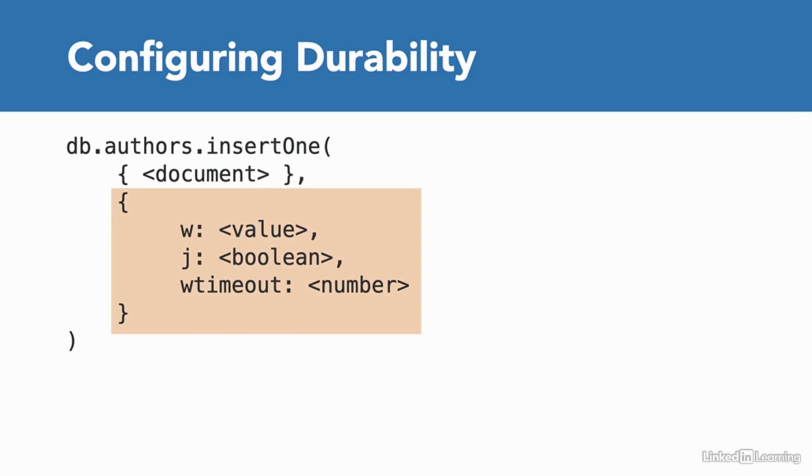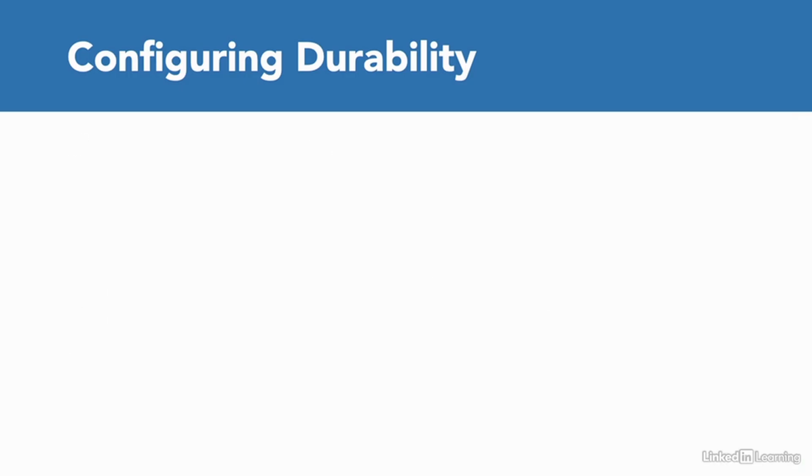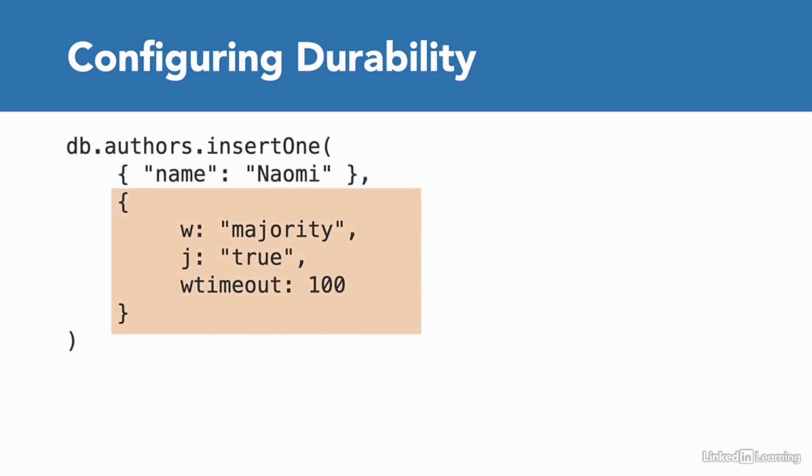Let's look at an example. Here we are inserting a small document with just a name, but it's the second argument that we're interested in. The second argument consists of a document with 3 key value pairs. The last one is the wtimeout option, which allows you to specify a time limit to prevent write operations from blocking indefinitely. Here, the write operation will block for at most 100 milliseconds.